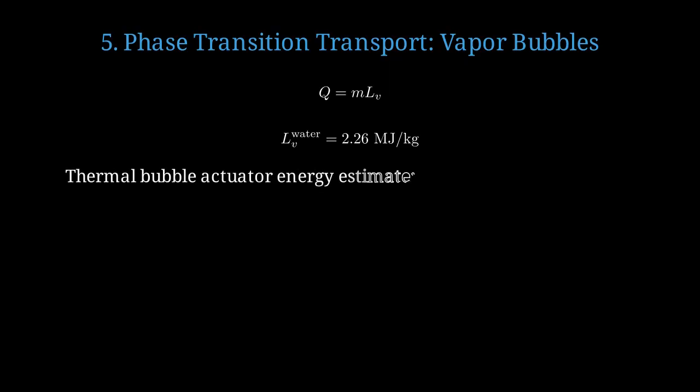For a thermal bubble actuator used in inkjet printing, consider a 10 picoliter droplet. A volume of 10 picoliters corresponds to a mass of 10 to the negative 11 kilograms. The energy required is 22.6 microjoules, deliverable in microseconds with a microheater.